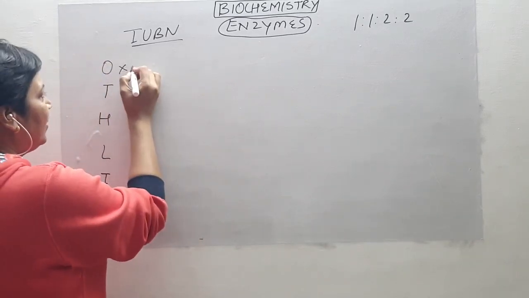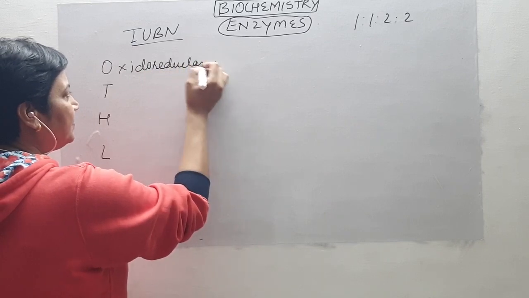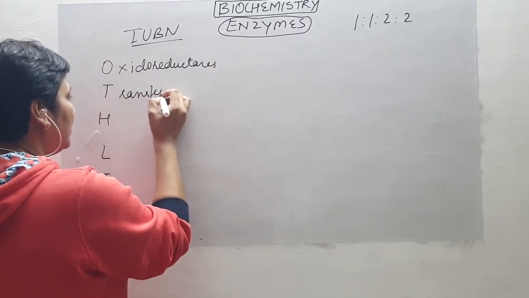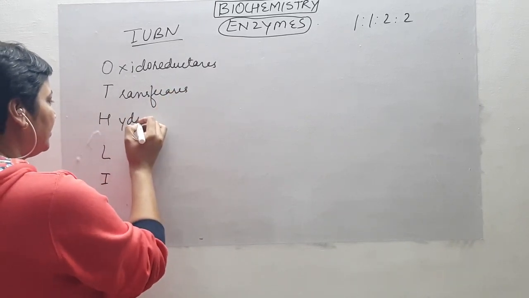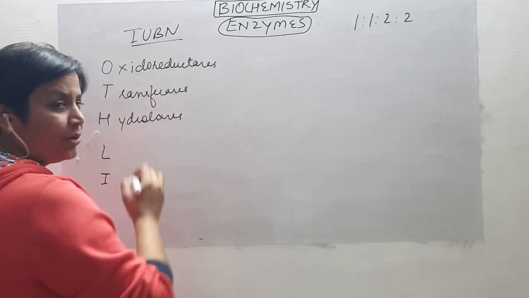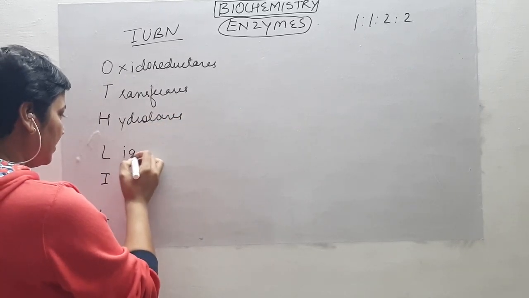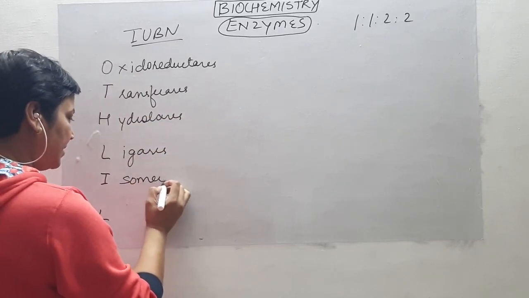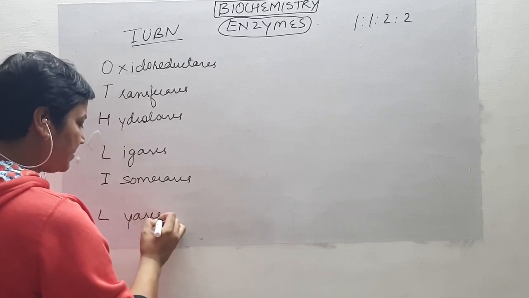O stands for oxidoreductases. T stands for transferases. H stands for hydrolases. L stands for ligases. I for isomerases. And again L for lyases.